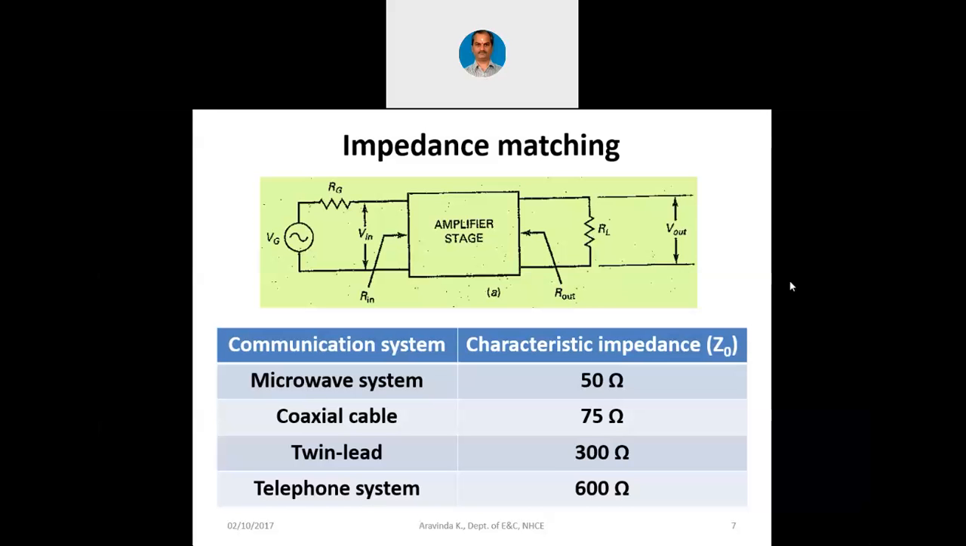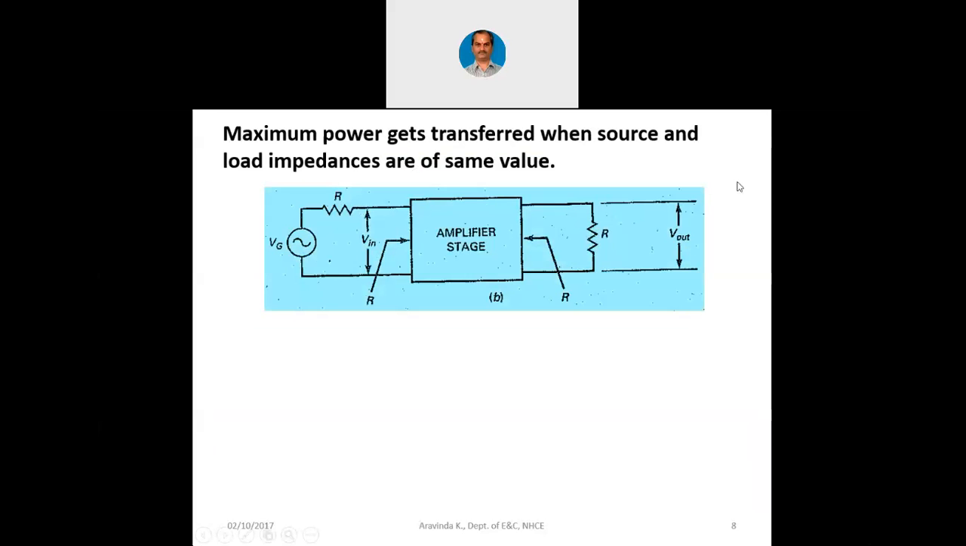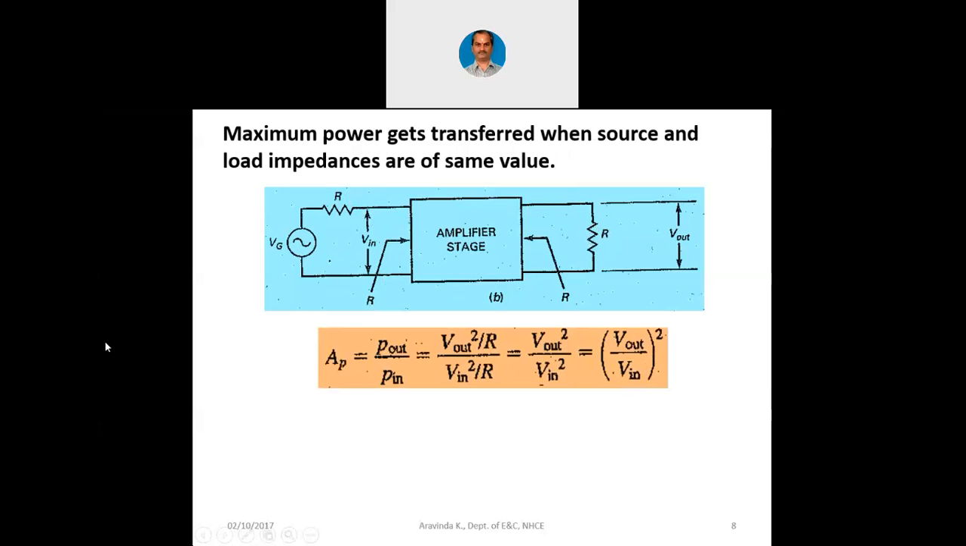Okay, let me go on further. Maximum power gets transferred when source and load impedances are of the same value. This I have discussed already. This R, this R, this R, this R. You can see, if they are all equal, then maximum power gets transferred.